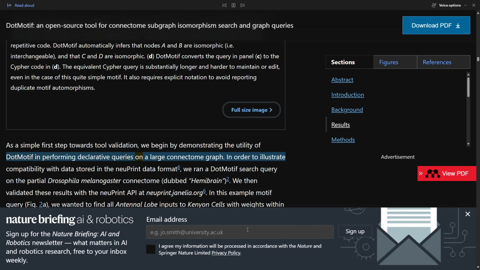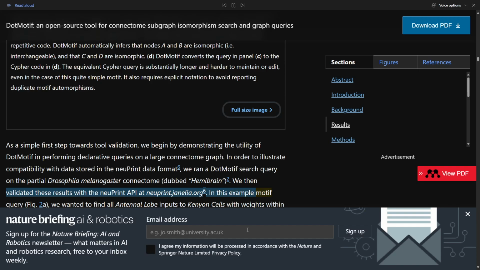declarative queries on a large connectome graph. In order to illustrate compatibility with data stored in the neuPrint data format, we ran a DotMotif search query on the partial Drosophila melanogaster connectome, dubbed HemiBrain. We then validated these results with the neuPrint API at neuprint.janelia.org.